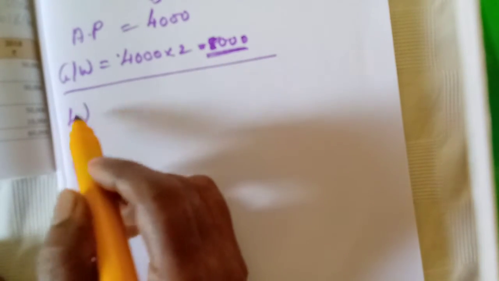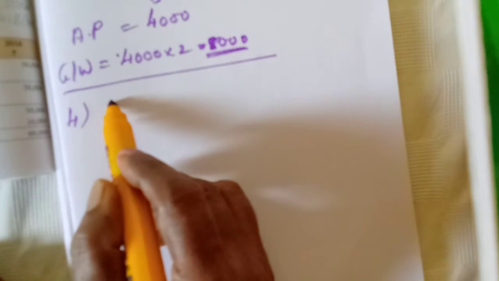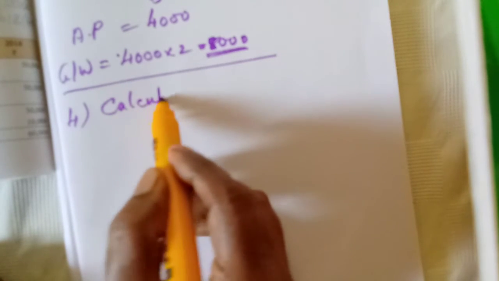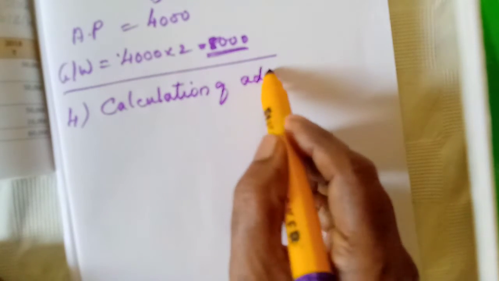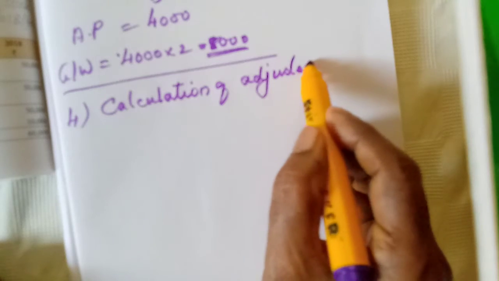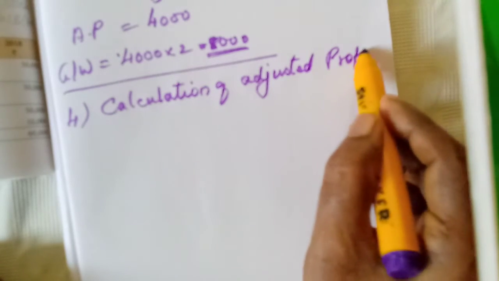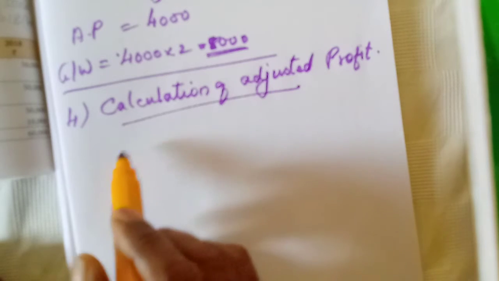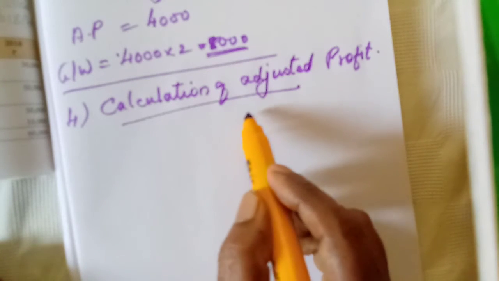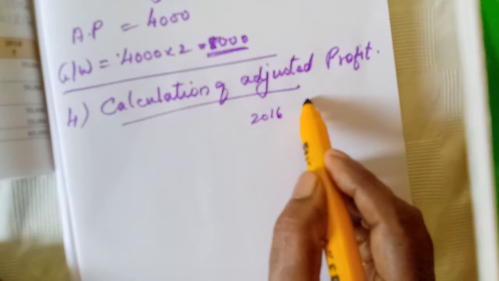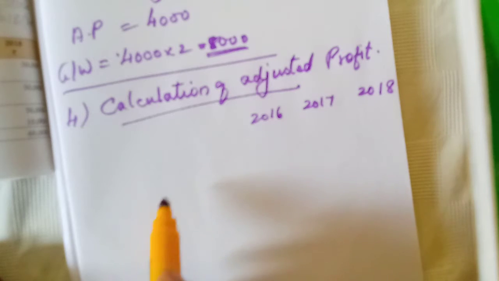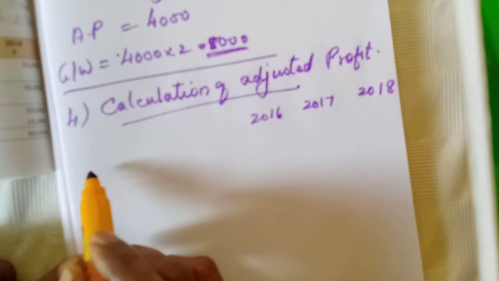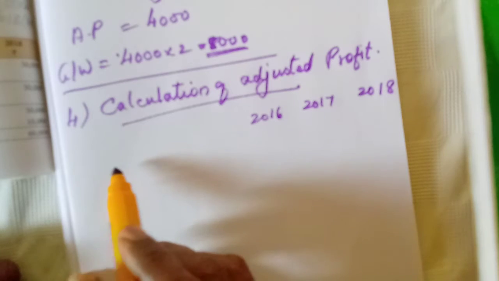First, that line, number 4: calculation of adjusted profit. Two adjustments are given that we need to adjust. Three years' profits are given, isn't it? 2016, 2017, 2018. Now we have to write all the profits.